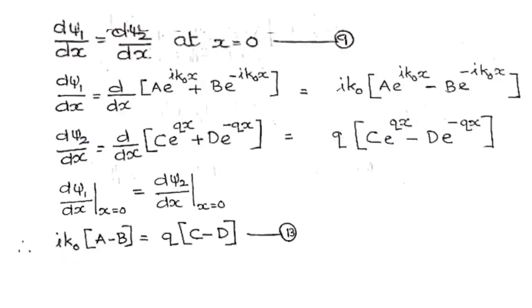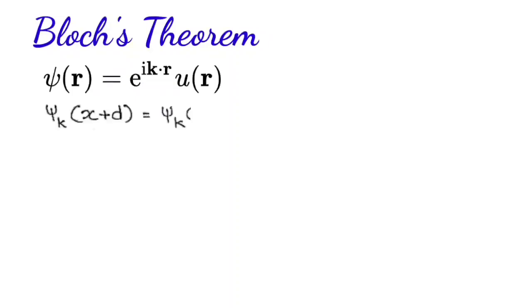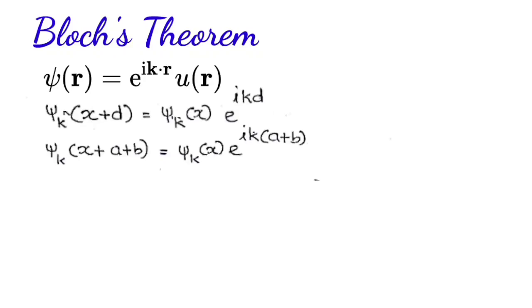Now we can consider one theorem, that is Bloch's theorem. It states that the solution of the Schrodinger wave equation for a particle or an electron in a periodic potential will be the product of a function with the period of the lattice and a plane wave, that is ψk(x plus d) is equal to ψk(x) into e^(ikd). Here d is a plus b, the periodicity. Here also there will be multiple quantum wells and there will be periodicity, so the same Bloch's theorem is applicable to the superlattice also. By considering this fact, ψk(x plus a plus b) will be equal to ψk(x) into e^(ik(a plus b)).